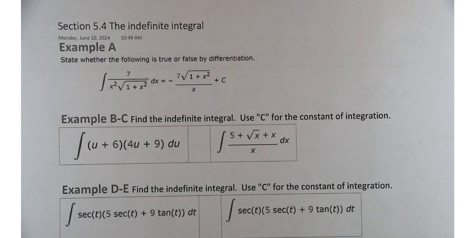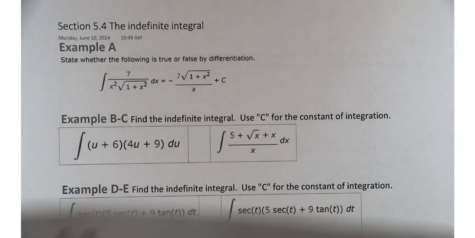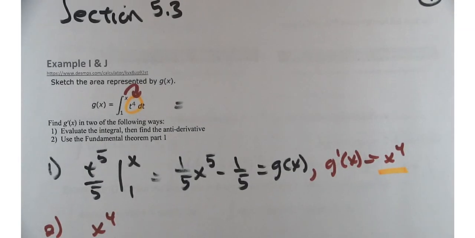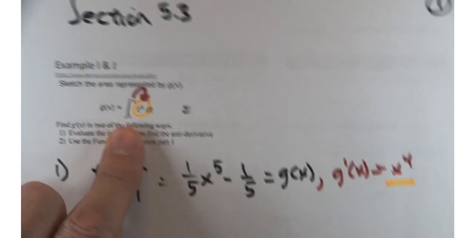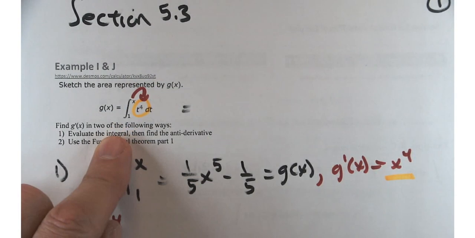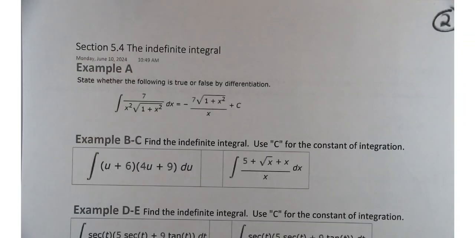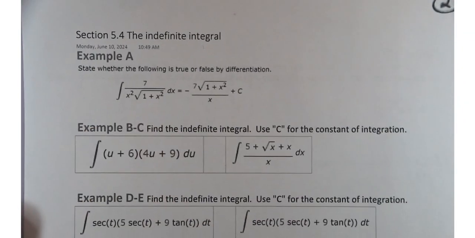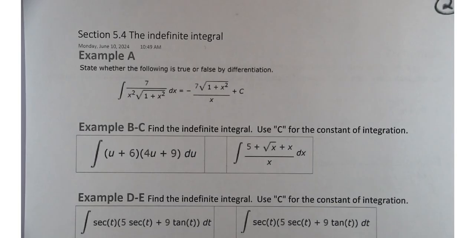Let's move into section 5.4, which talks about the indefinite integral. Now, what makes this an indefinite integral as opposed to what we had just a minute ago, where we had stuff like this? When you have the limits, that's a definite integral. If you don't have limits, then it's an indefinite integral. Basically, the indefinite integral for us is going to be the same thing we did in section 4.9, finding antiderivatives.